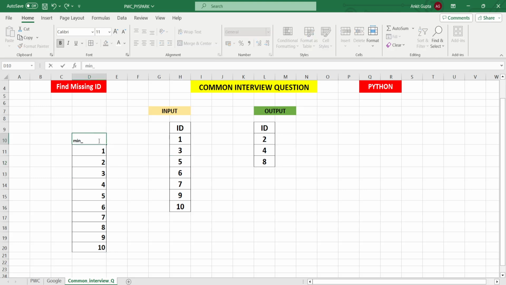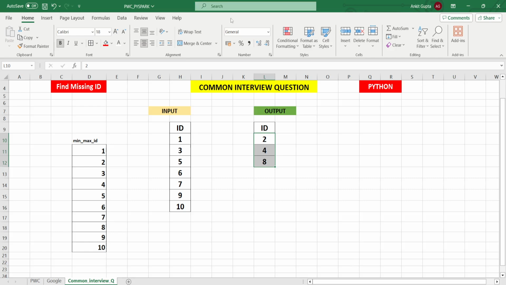This is the min-max ID, the data between min and max, and then we have the input ID. We can consider these as sets, right? If we find the difference between these two, we will get the missing IDs, right? So let's do this.